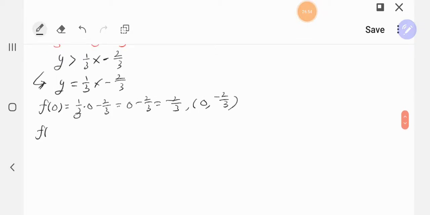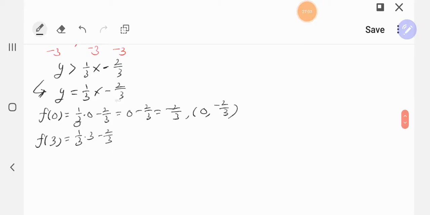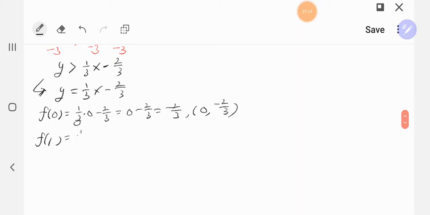Okay, let's use another point. Let's use a multiple of this denominator 3. So 3, why don't we use 3? 1/3 times 3 minus 2/3. We don't have to, because the fraction's denominator is 3, so why don't we use just 1? Because of the common denominator, right? So 1/3 times 1 minus 2/3 equals 1/3 minus 2/3. So that is negative 1/3. So when x equals 1, y is negative 1/3.